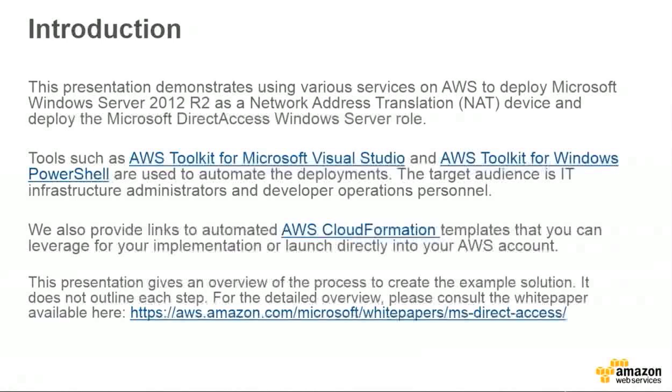We will be leveraging multiple tools and technologies from AWS, including the AWS Toolkit for Microsoft Visual Studio and the AWS Toolkit for Windows PowerShell. We're going to leverage these tools in order to see how to fully automate these deployments, and we'll be able to look at some tips and tricks as well for further automating and simplifying the solution. We'll be leveraging CloudFormation templates so that you can easily modify these scripts and customize them for your own solution.